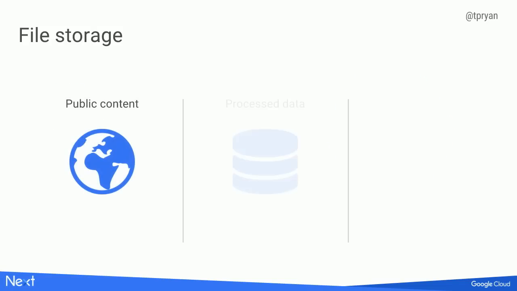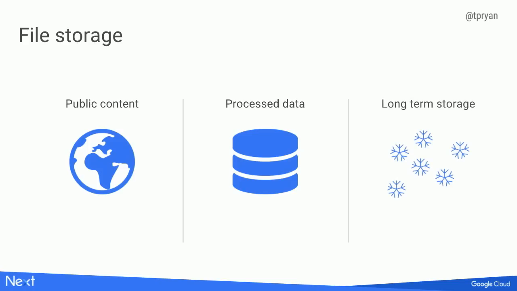So thinking about file storage, we kind of have three areas that we look at. Public content that we're going to share with the world, we're going to share with our customers. Process data, we have data that we need to run analysis on. It doesn't need to be global. I don't need to share it with people. I want it to be close to the servers that are going to be doing the work. So regional is fine. It's in the same data centers, in the same data location.